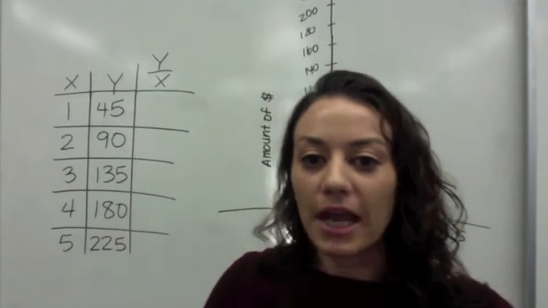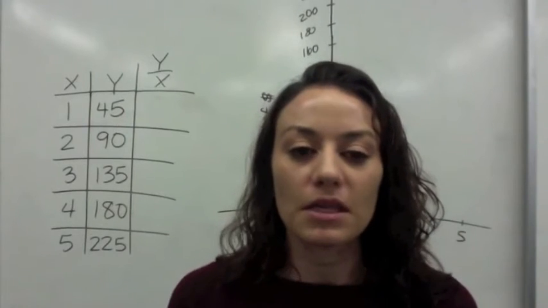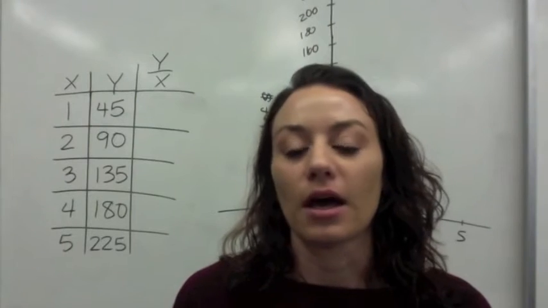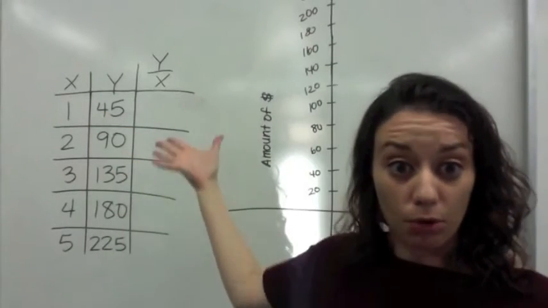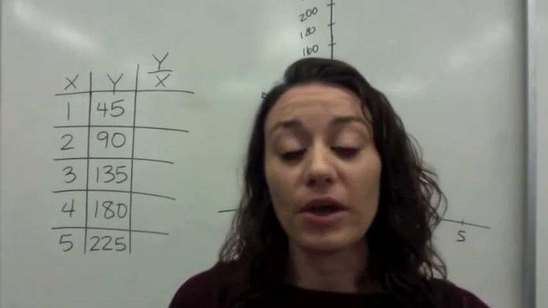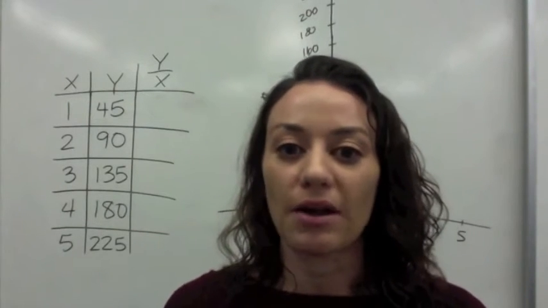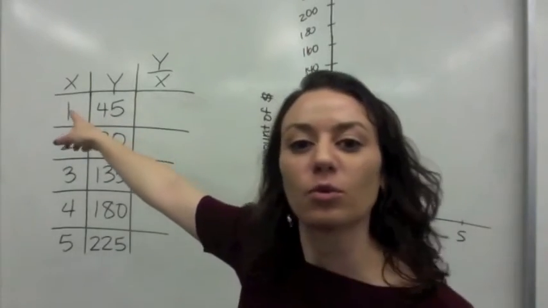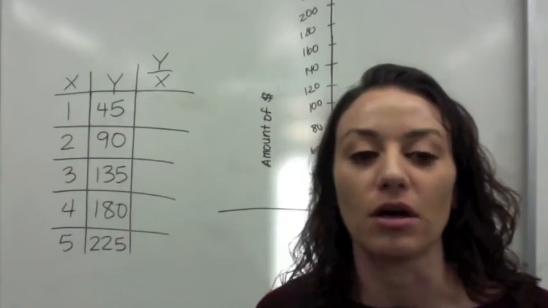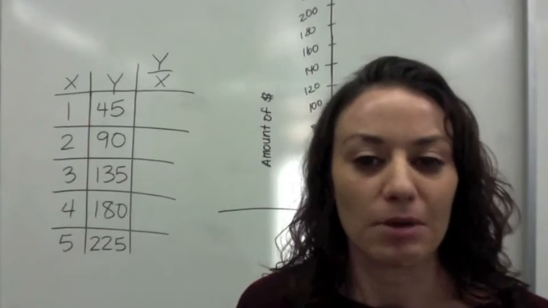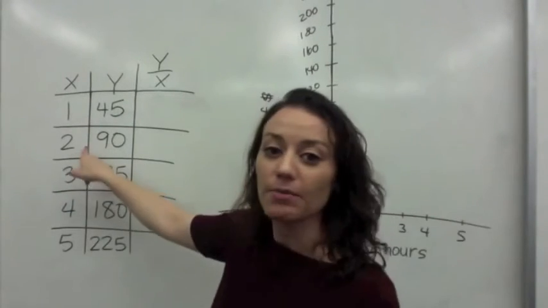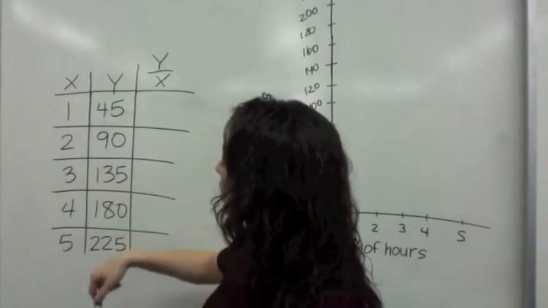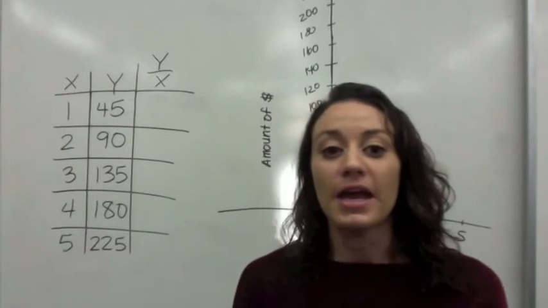So I created an XY chart to depict the amount of money that I make. And we're going to determine whether or not this is proportional, and whether or not we could write an equation, what that equation could be, and we're going to graph it. So I started with 1 hour. If I work for 1 hour, I make $45. That makes sense. If I work for 2 hours, I make $90. 3 hours, $135. 4 hours, $180. 5 hours, and $225. And it'll keep going.